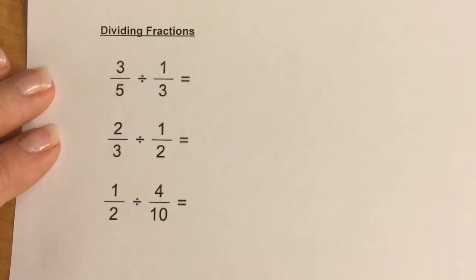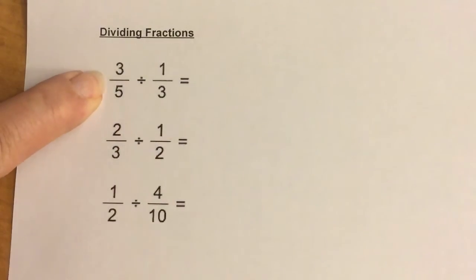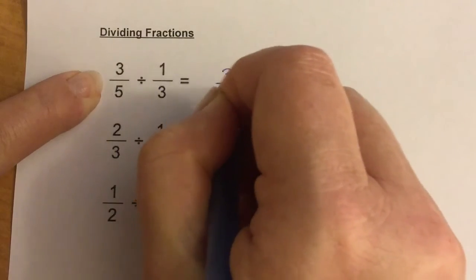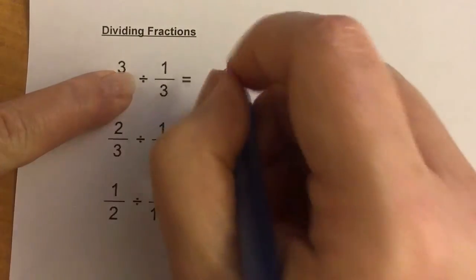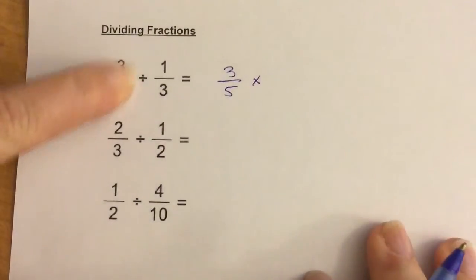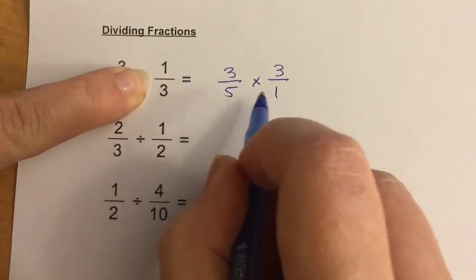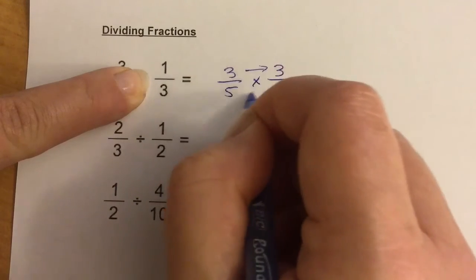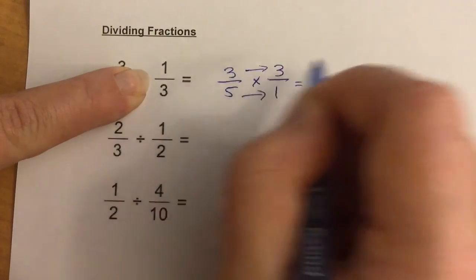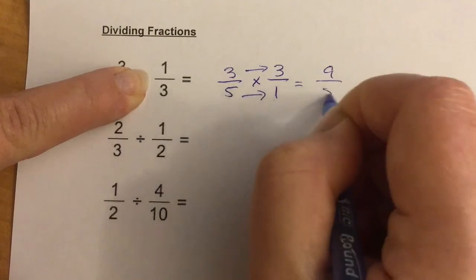So the rule for division is you keep the first fraction, so you keep 3/5. You change the division sign to multiplication, and you flip the second fraction, 3/1. Now that it's multiplication, you just multiply straight across like we did before. 3 times 3 is 9, 5 times 1 is 5.